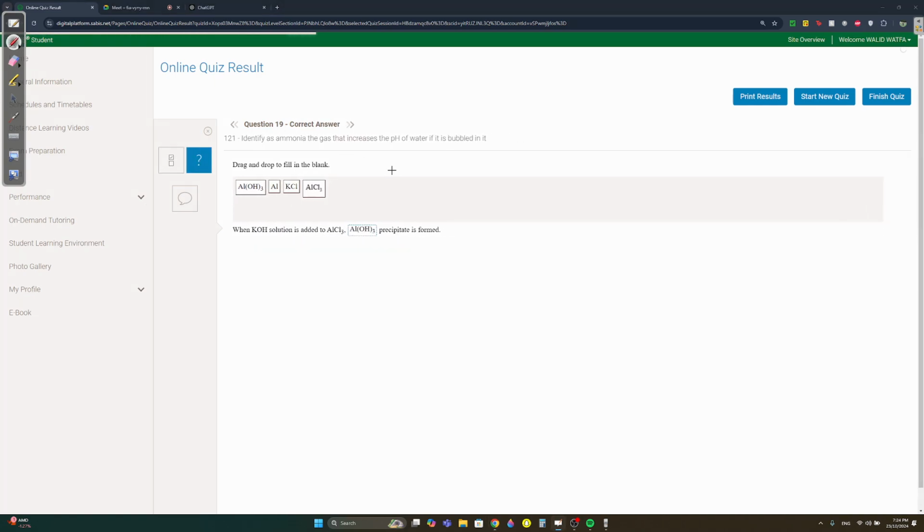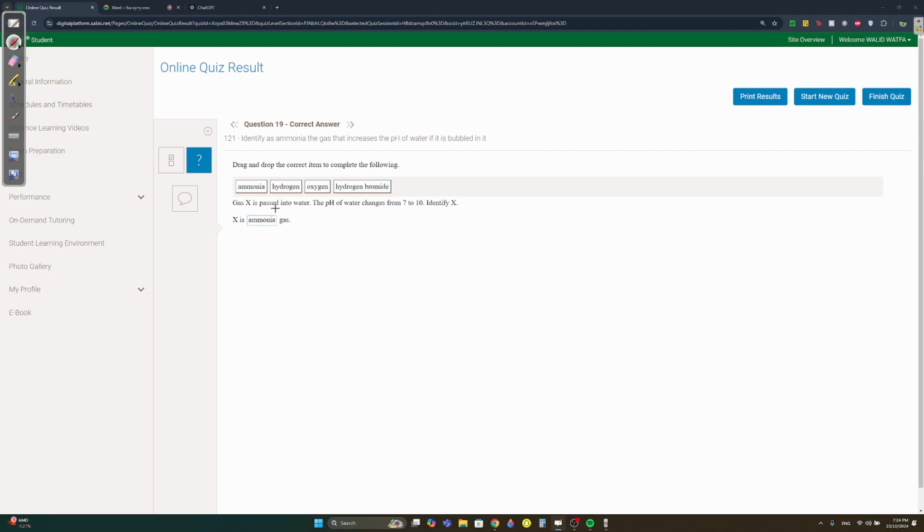Question 19. Gas X is passed into water. The pH changes from 7 to 10. So, obviously, it's a basic gas because the pH is increasing. What else is basic? There's only one basic gas we took, and that is ammonia.